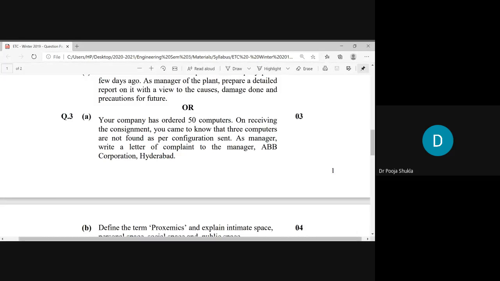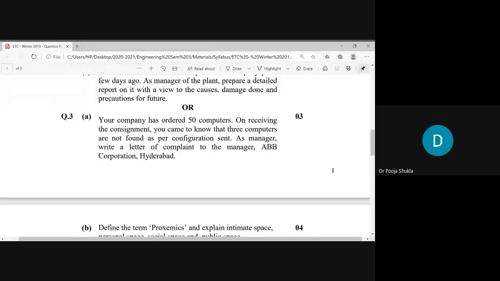Right? So your company had ordered 50 computers. On receiving the consignment, you came to know that 3 computers are not as per the configuration that you asked for. As a manager, write a letter of complaint to the manager, ABB Corporation, Hyderabad. Here, partial information is provided. They have not told which company ordered the computer, but they have told from where you have ordered the computer. You ordered the computer from ABB Corporation, Hyderabad.